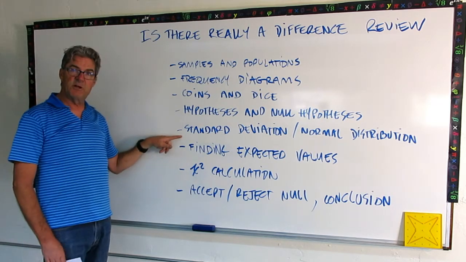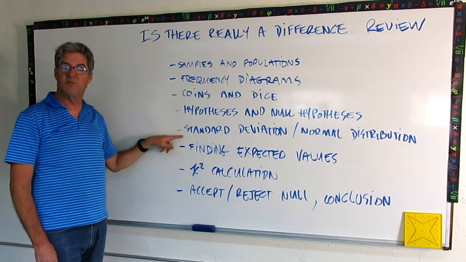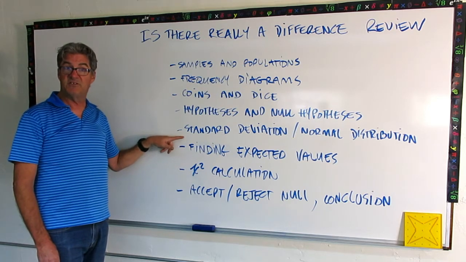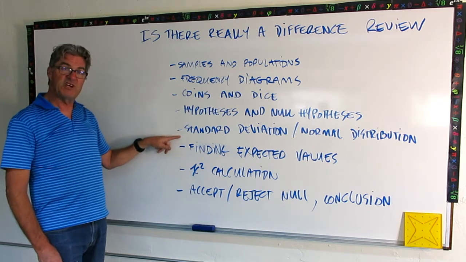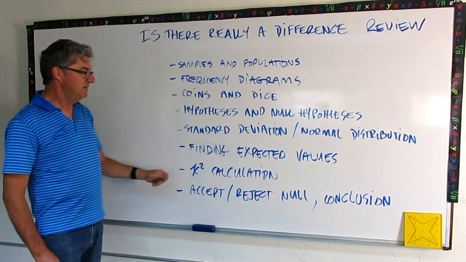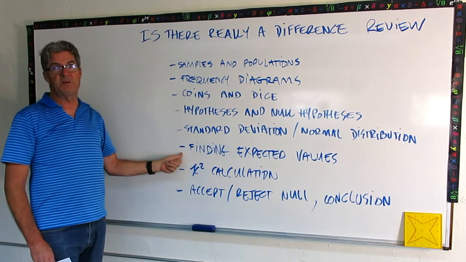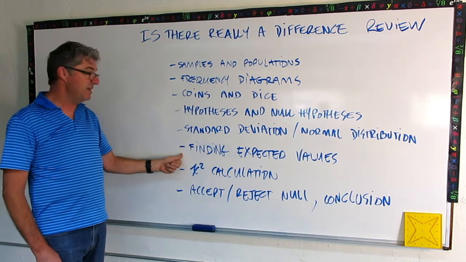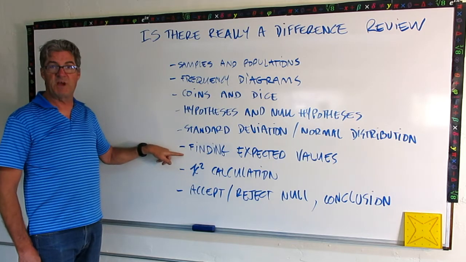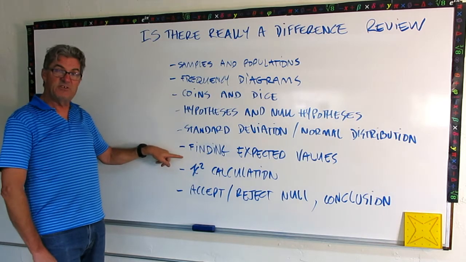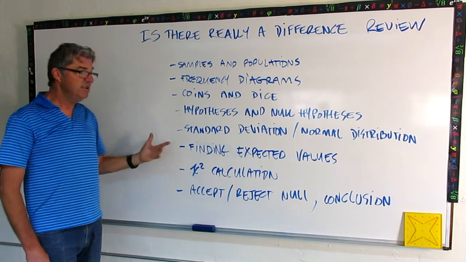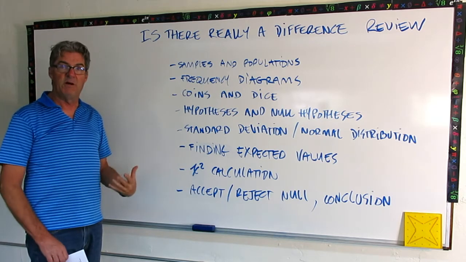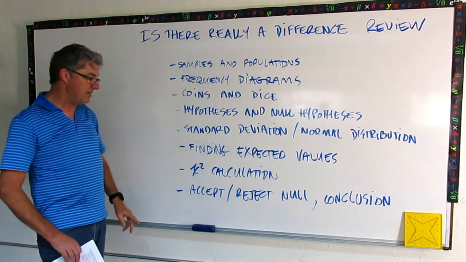We took a little side trip talking about standard deviation and normal distribution, and we used that to answer some questions. People found this challenging, so make sure that you review that. Then, in preparation for doing a good chi-square analysis with populations, we talked about finding expected values. And it's easy to do that with coins and dice, a little harder to do that with people. But the math is pretty simple, you just have to remember how to do it.